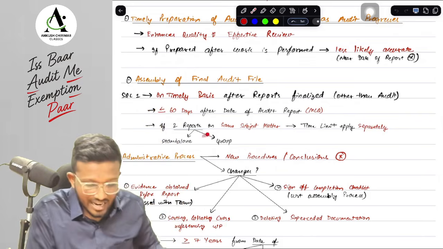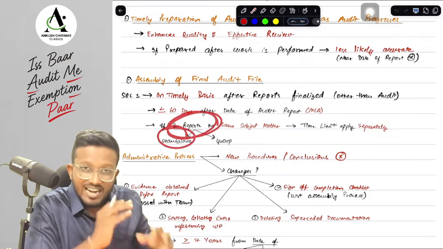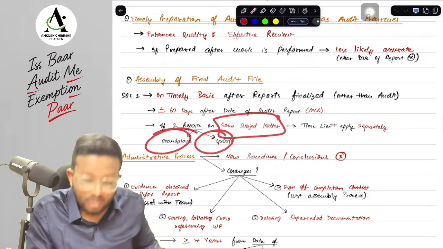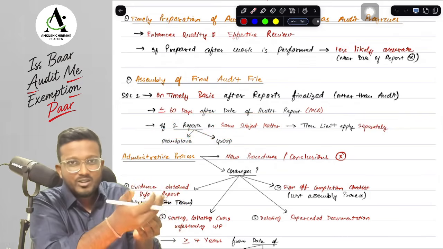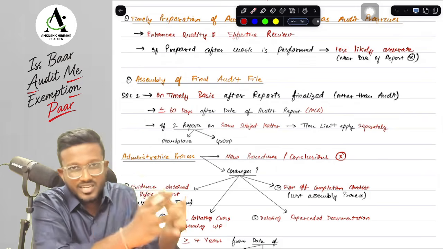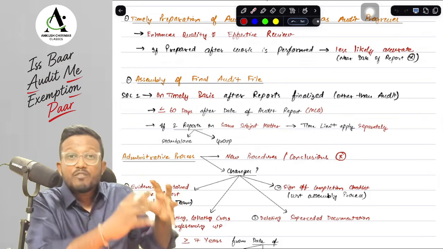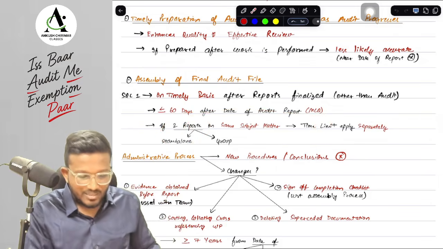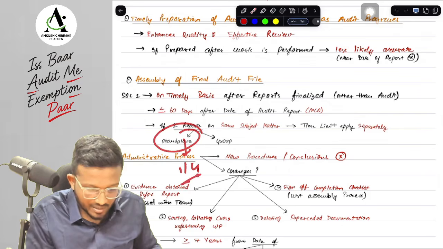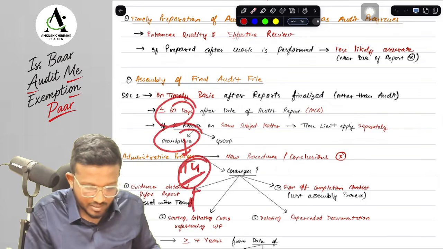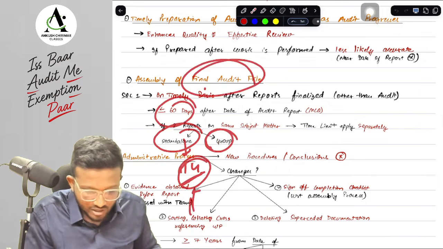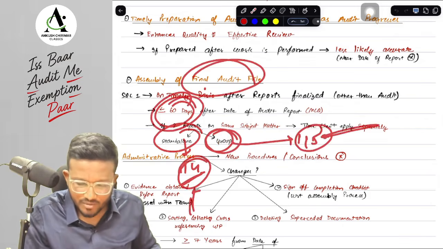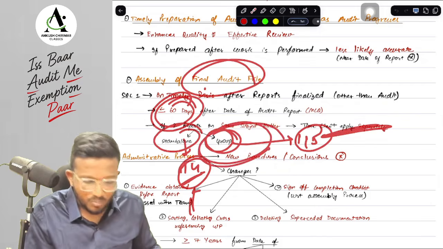Which means what, sir? If there are two audit reports, a standalone audit report and a group audit report, on the same subject matter, because the audit reports that I have prepared are on the subsidiary financial statements only, then the time limit will be counted separately. Suppose the standalone audit report is dated 1st April, then 60 days will be counted from 1st April for that final audit file. And if the group audit report is dated 1st May, then 60 days will be counted from 1st May for this particular group audit file.